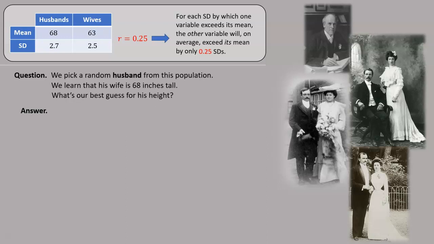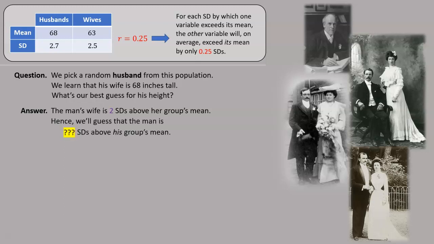And since the standard deviation among wives is 2.5 inches, the man's wife is a full 2 standard deviations above her group's mean. Hence, we'll guess that he is some number of standard deviations above his group's mean. That number is not 2, but rather 25% of 2, since r is 0.25. This works out to half a standard deviation above his group's mean. Thus, our best guess for this man's height is found by starting at 68, our naive guess, and then adjusting it by adding on half of a standard deviation. Among the husbands, each standard deviation is 2.7 inches. Working that out, we find that our best guess for this man's height is 69.35 inches.